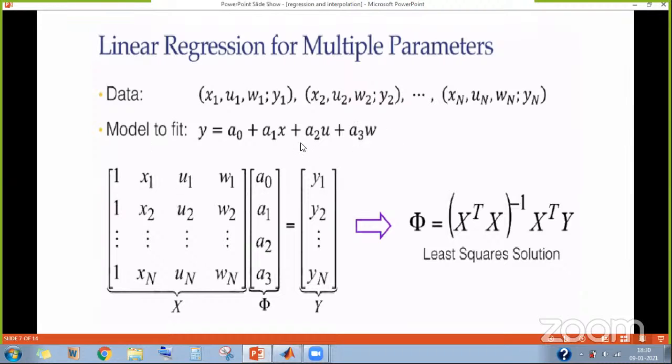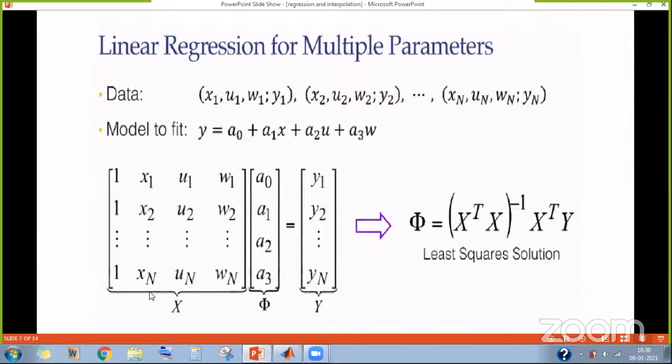Where there are multiple parameters, we create a column of ones, n times, then the columns x1, x2, x3 up to xn, u1, u2 up to un, and w1, w2 up to wn. This is multiplied with the phi matrix which has the coefficients A0, A1, A2, A3. If I multiply it, that will be A0 plus A1 of X1 plus A2 of U1 plus A3 of W1, and so on. And it will give us Y1, Y2, up to Yn.